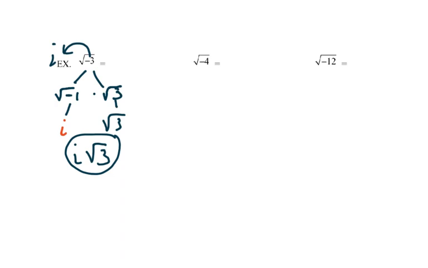Let's try it this time. The square root of negative 4. Well, again, I want to take that negative and bring it outside. It becomes i, because remember, it becomes the square root of negative 1, which is just i. And now I know the square root of 4 is 2. So this answer is 2i.